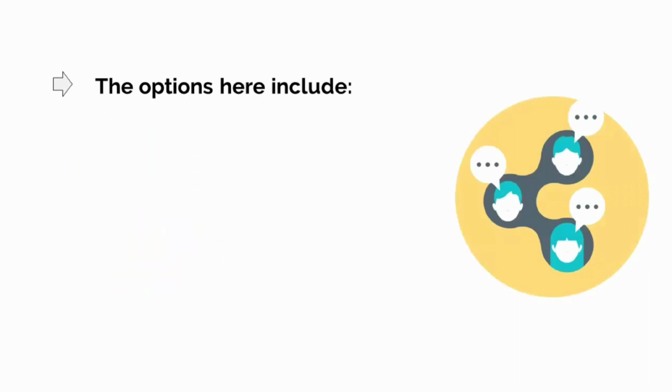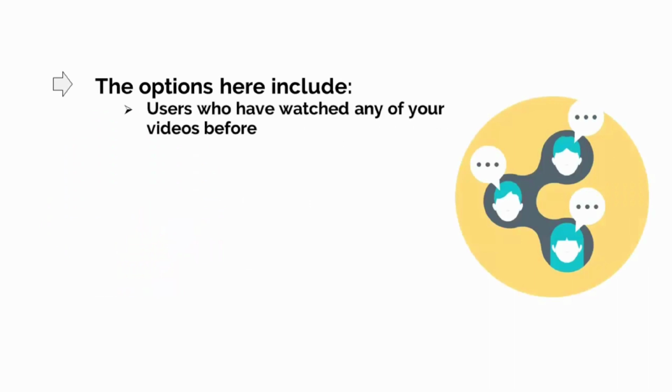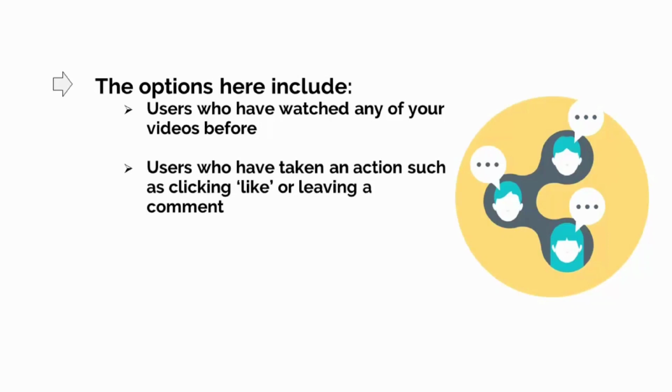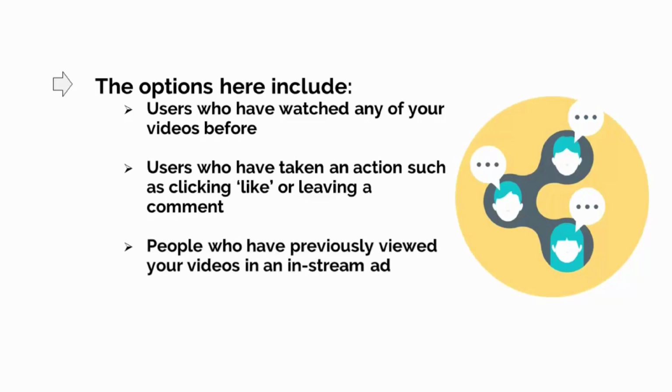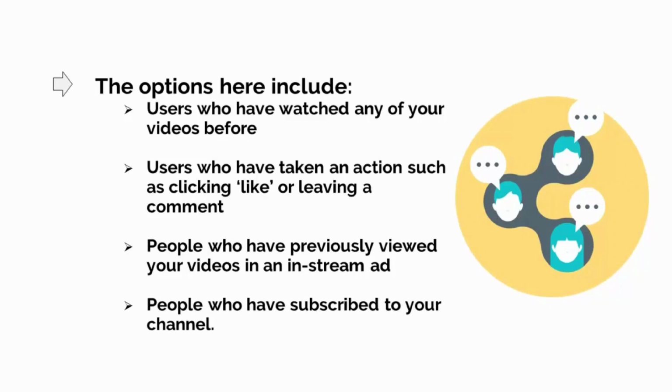The options here include users who have watched any of your videos before, users who have taken an action such as clicking like or leaving a comment, people who have previously viewed your videos in an in-stream ad, people who have subscribed to your channel. All these options are great, and again they vary in terms of their scope and how targeted they are.